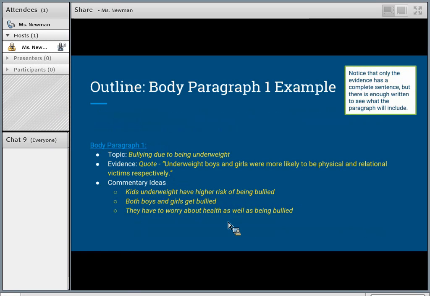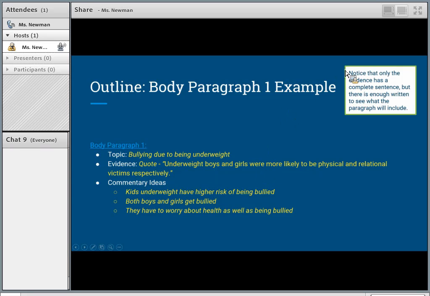Okay, so here is an example. So again, this is part of your outline, just thinking about what you're going to write about. So your topic on this paragraph might be bullying due to being underweight. And then here's their evidence, the quote: underweight boys and girls were more likely to be physical and relational victims, respectively. Okay, and then possible ideas that they're thinking that they'll add in this paragraph or turn into sentences would be: kids underweight have higher risk of being bullied. Both boys and girls get bullied. They have to worry about health as well as being bullied.